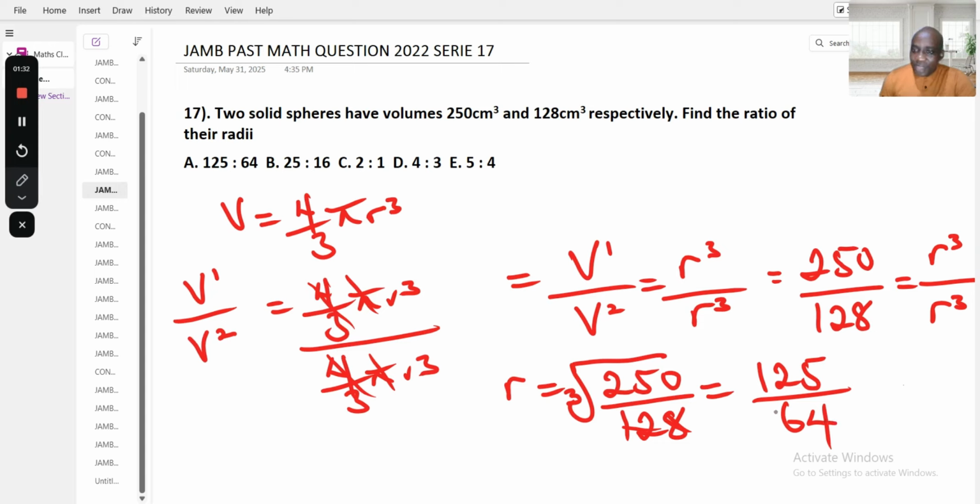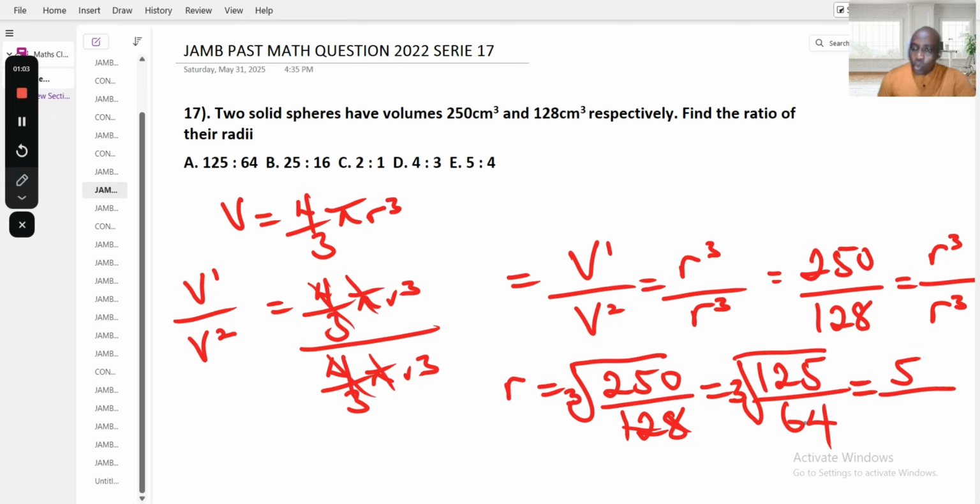Now what can divide again? 2 can go at the bottom, but 2 cannot go at the top. The next thing we are going to do is look for the cube root. What number multiplied by itself 3 times will give us 125? It means that it's 5. 5 times 5 is 25. 25 times 5 gives us 125. The cube root of 125 is what?